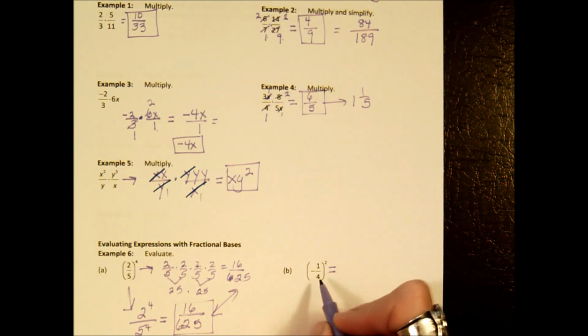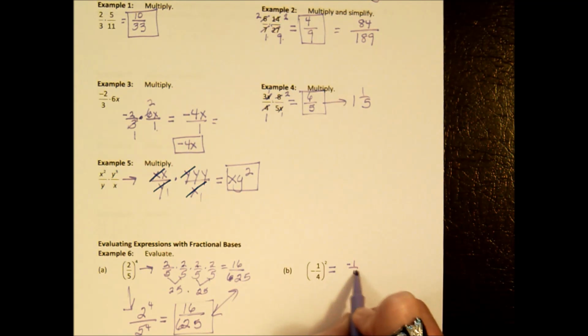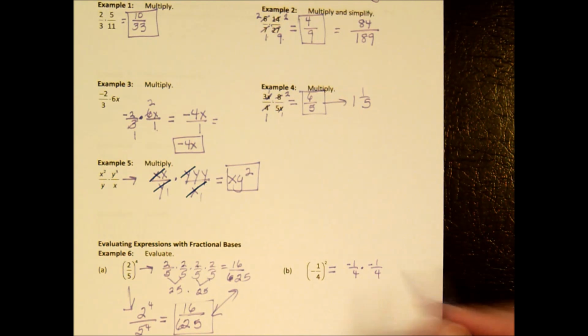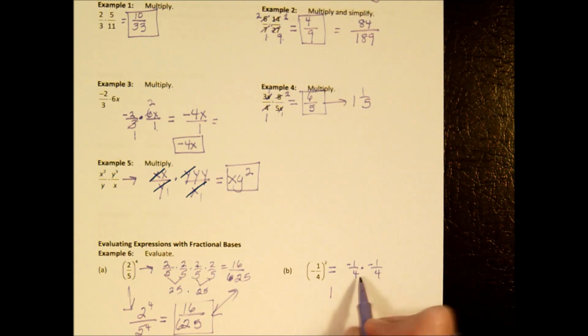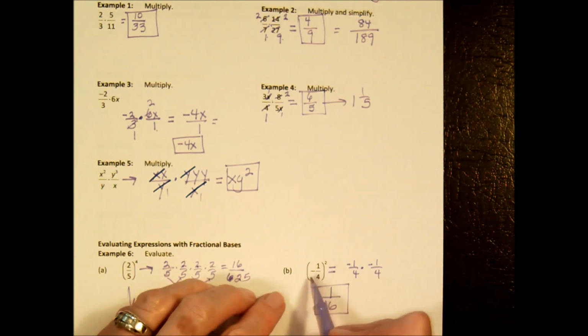This one, the 2 on the outside of the parentheses means the negative 1/4 is being squared or multiplied times itself. So negative 1 times negative 1 is positive 1. 4 times 4 is 16. So we ended up with a positive because we were squaring a negative.